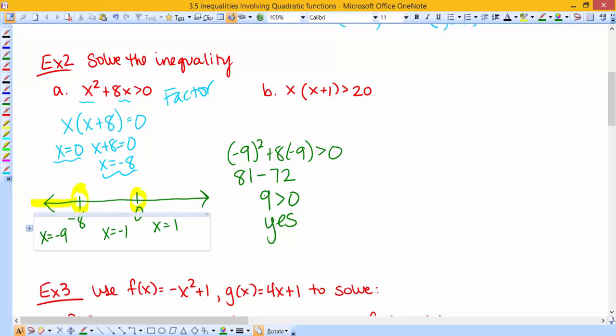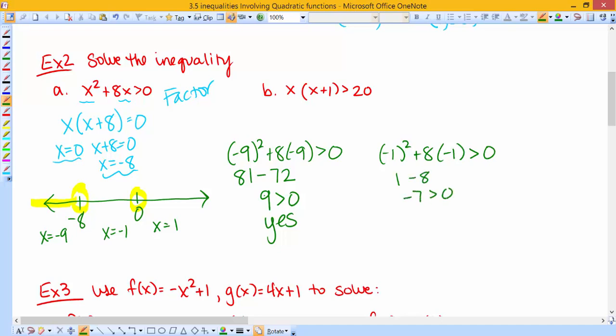Now I'm going to test negative 1. So negative 1 squared plus 8 times negative 1. Let's see if this is greater than 0. 1 minus 8 is negative 7. Is that greater than 0? Nope. So I do not highlight the area in between because that did not work.